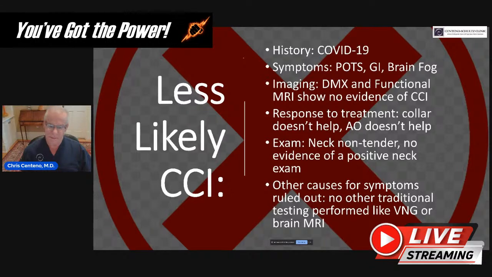Imaging, there's not much on imaging. Response to treatment, that doesn't fit. The exam, the neck isn't implicated at all. And there's been no workup of other causes for these symptoms.